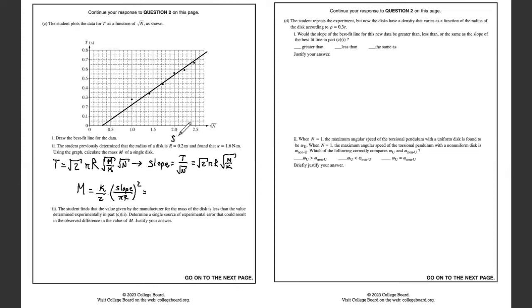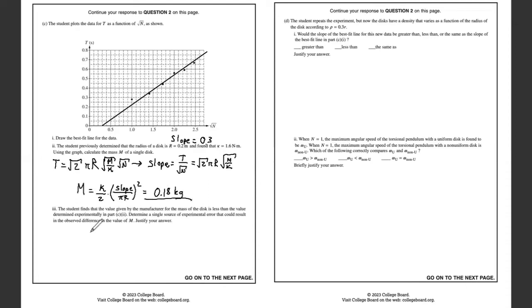And if I calculate the slope, you're all going to have a slightly different slope, but I used the data points 2.2 and 0.6 and 1.7 and 0.45. And what that actually gives me is a slope of 0.3. So if I compute all of that out with my values of kappa and r, what I end up getting is 0.18 kilograms.